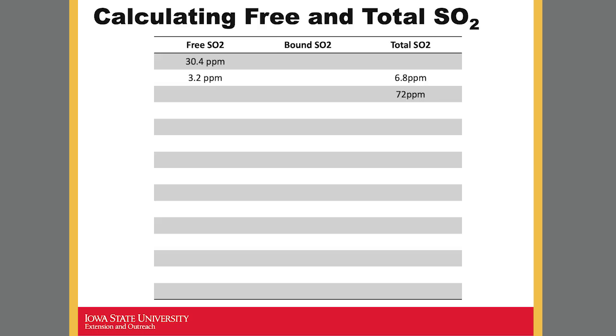For us, we had 3.2 free SO2, and that was from the wine that was open a week ago, and even longer than that. So that's the reason why we don't have that much free SO2. Also, we were able to know how much total SO2 we had, and we had 6.8 ppm. So you see, that's really, really low. That might be risky to keep having that wine.